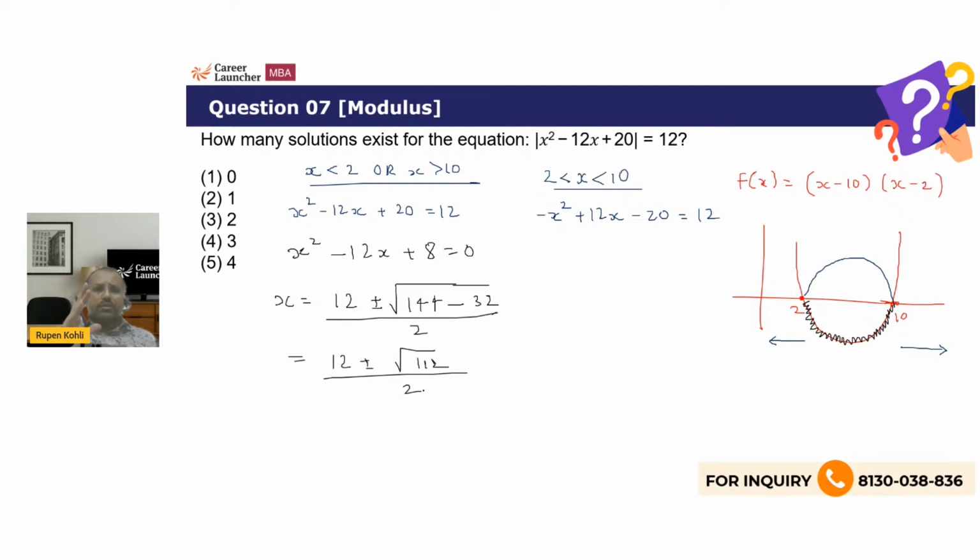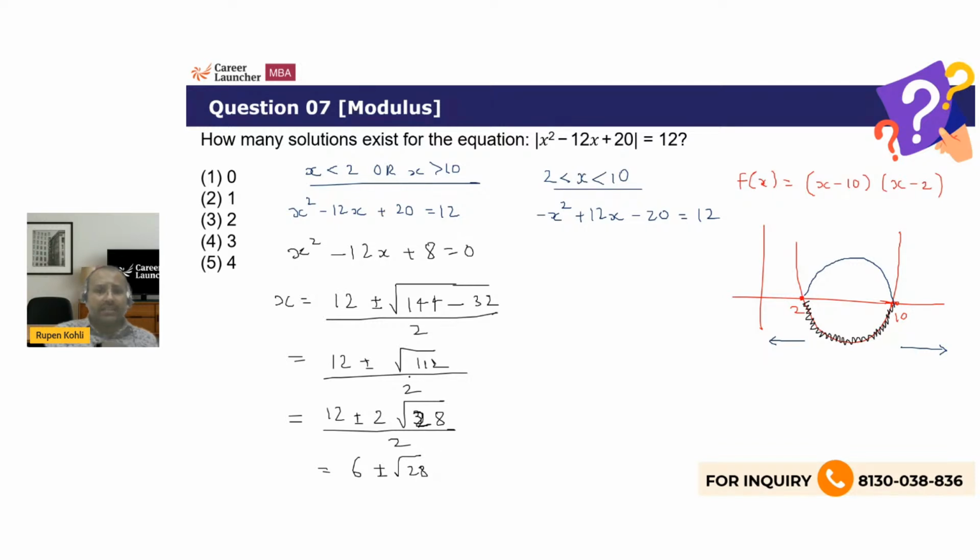112 we can take 2 common and cancel that, right? So I can write this as 12 plus minus 2 root 28, divided by 2, and so this is finally 6 plus minus root 28.